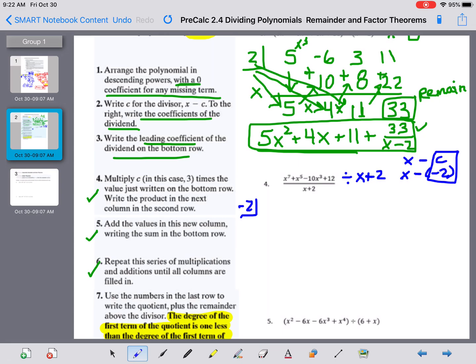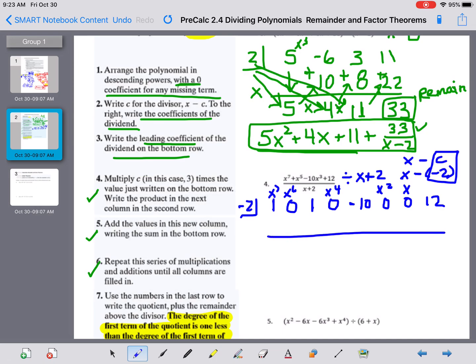Okay, my highest power is to the 7th, and that has a coefficient of 1. I have nothing to the 6th power, so I'm going to put a 0. That's my x to the 6th. It's missing. X to the 5th has a coefficient of 1. X to the 4th is missing, so it gets a 0. X to the 3rd is negative 10. X squared would be the next one down, and it's missing. X is missing. And I go all the way down to my constant of 12. A lot of zeros here. That's okay. You have to have from the highest power all the way down. You cannot skip those, okay? So we start at the 7th, 6th, 5th, 4th, 3rd, 2nd, 1st, no power, okay? It's important we have all of those.